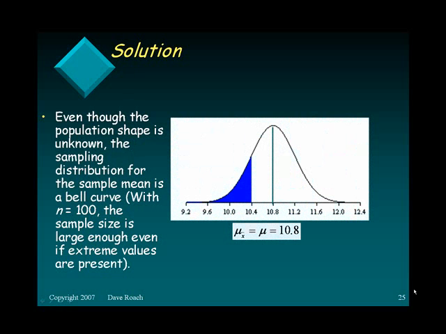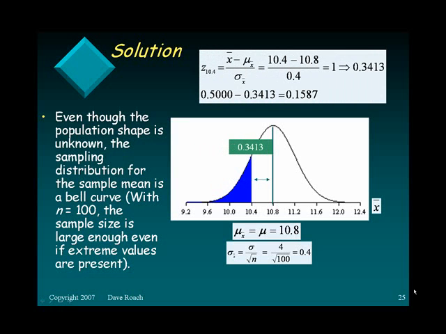Here's our bell curve. We have a mean of 10.8. You can see I've already shaded in the area that's less than 10.4. Notice that the label on my axis is now x bar. This is a sampling distribution, the distribution of a sample statistic. Now our standard error, our measure of variability in this sampling distribution, is sigma divided by the square root of n, in this case 0.4. It's not the 4 from the population standard deviation. You've got to divide by the square root of n.